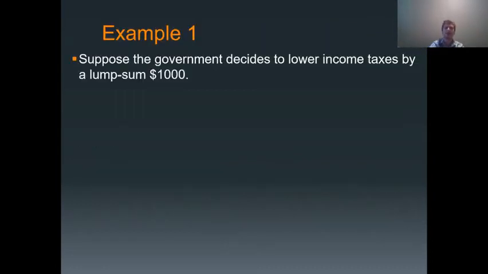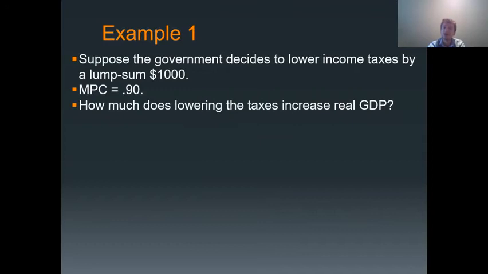So here's an example for that. The government decides to lower income taxes by a lump sum of $1,000. Your MPC is 0.9. How much does this increase the real GDP? So to find that, you need to find the tax and transfer multiplier.